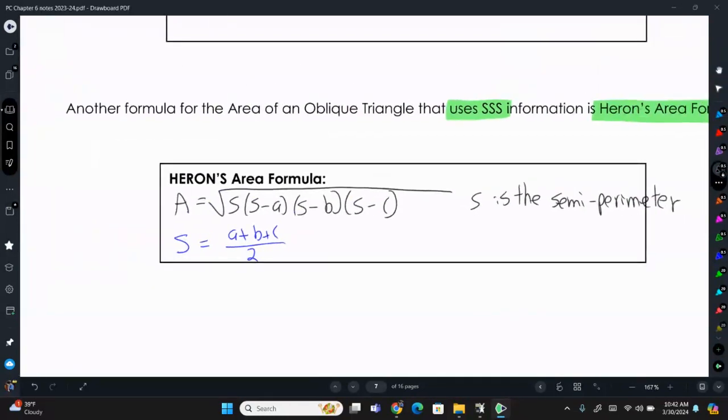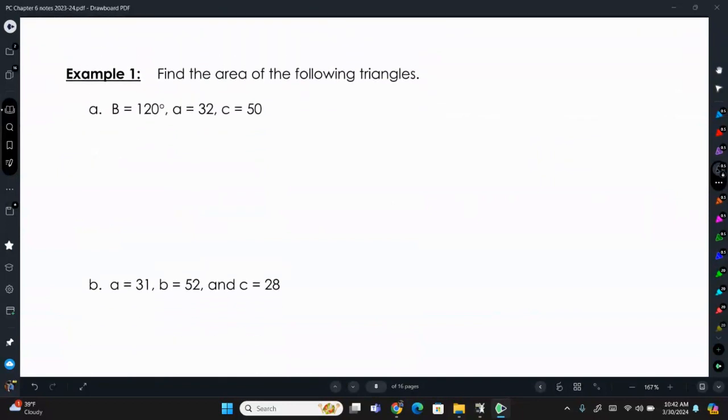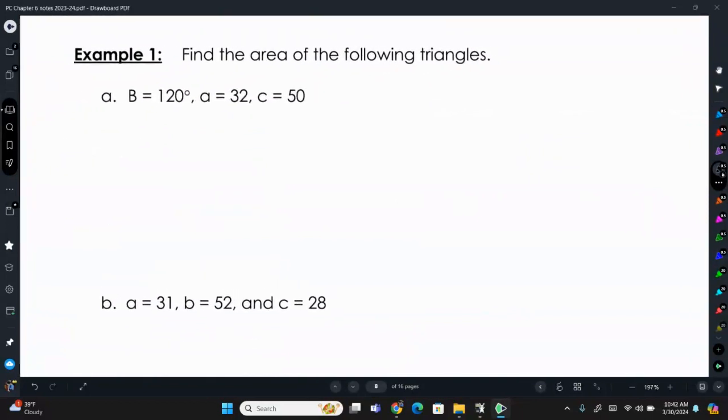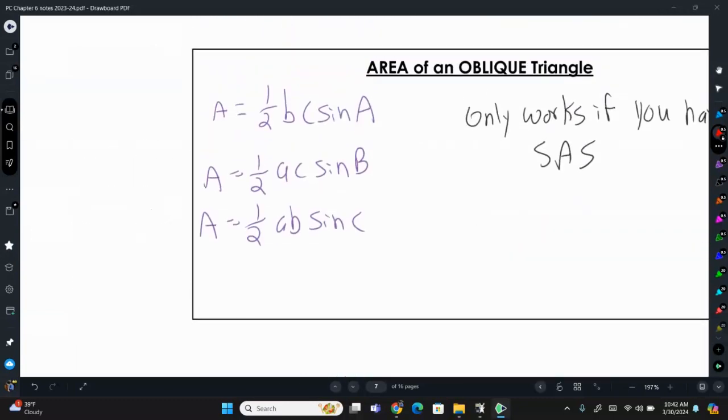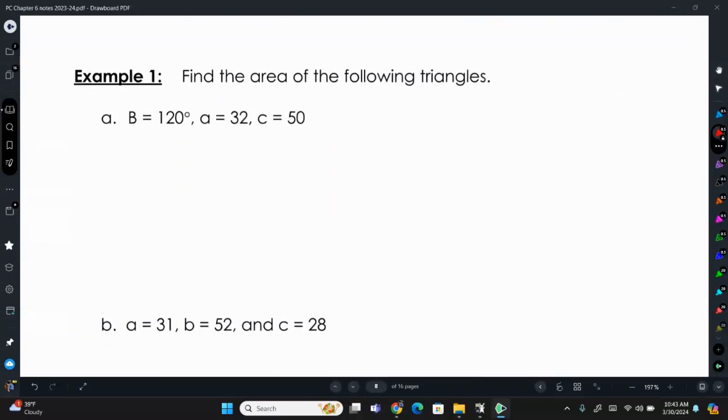Okay, so on the next page, we're going to find the area of these two triangles. So we always want to draw a picture, because you may say, oh, I have two sides and an angle, it must be this formula here. But what if one of these sides doesn't touch the angle that we have? Then we have to do some extra work.